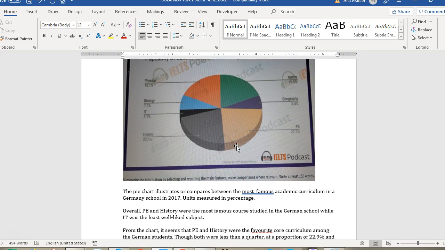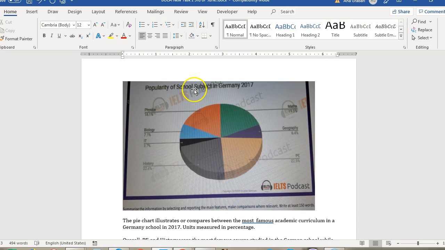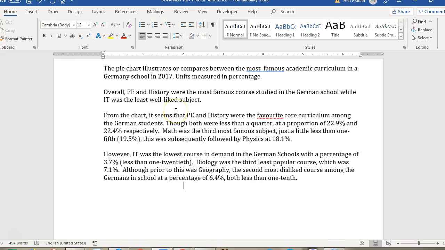So the first one is the popularity of school subjects in Germany. And yes, there's an error on the visual that we have. It should be schools. Now let's have a closer look at this.